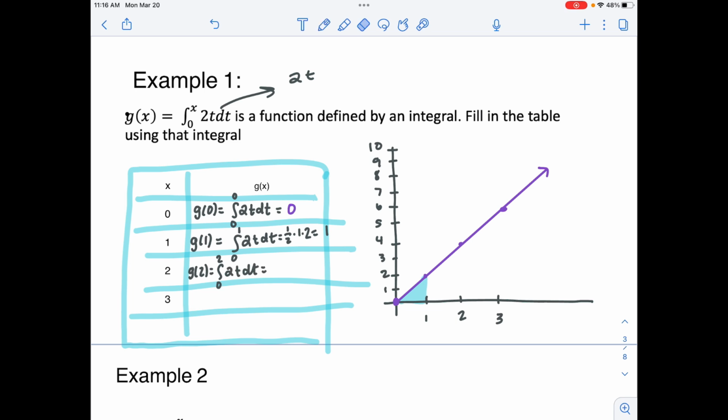So g of 2 wants us to find the area under this line from 0 to 2. And so it's still 1/2 because it's still a triangle. The base is 2 and the height is 4. And so I will get 4 as my answer. And I'm just going to do the next one. I'm not going to talk about it.